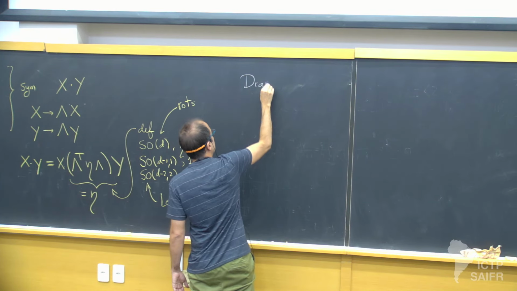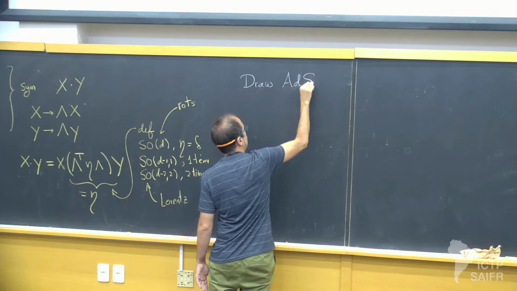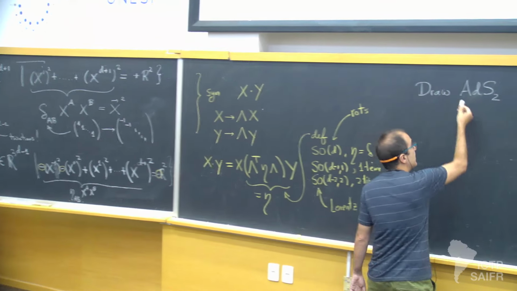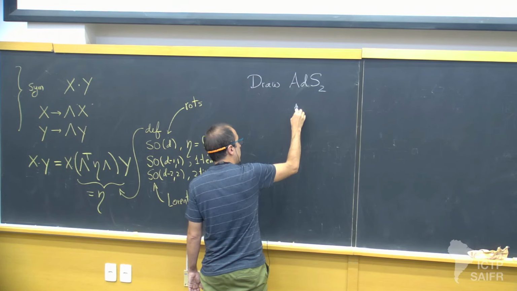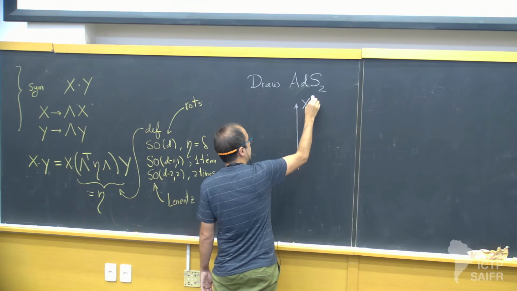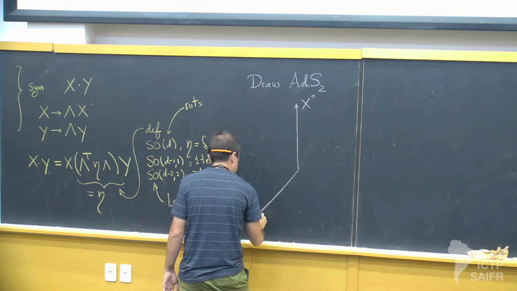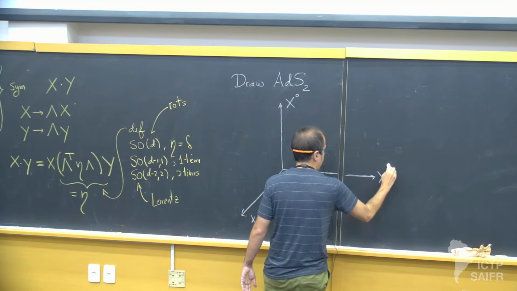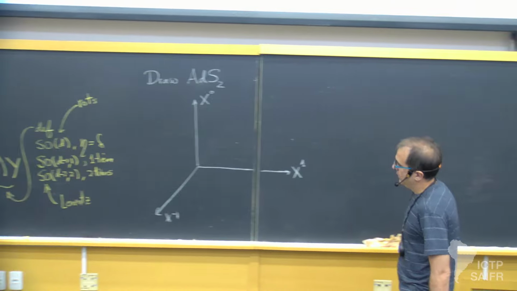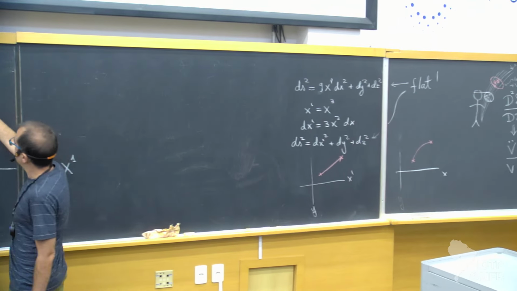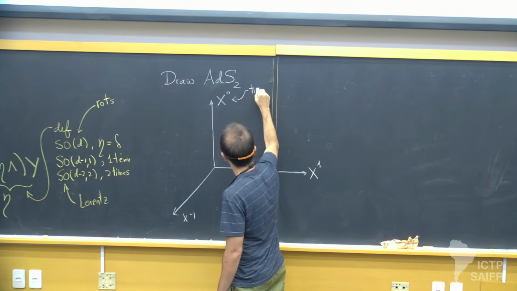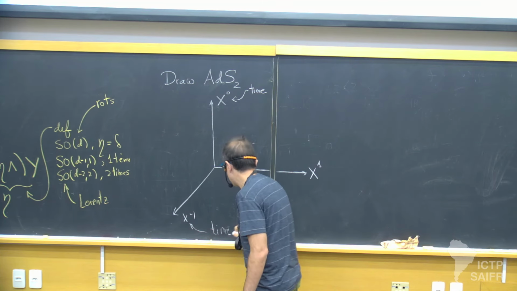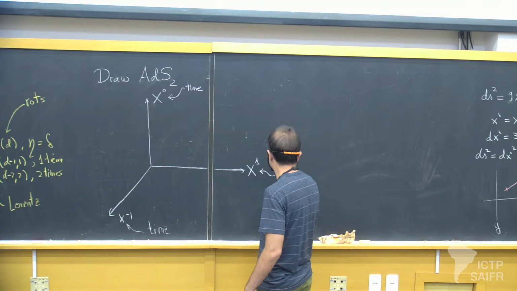So let's draw AdS2. AdS2 we can draw because it's a space in three dimensions, so it's very easy to draw. Let's draw this axis, x0, x minus 1, and x1. These guys are times, and this guy is a space coordinate.